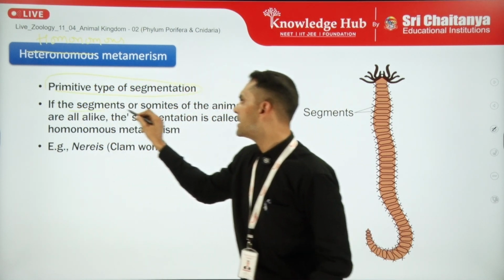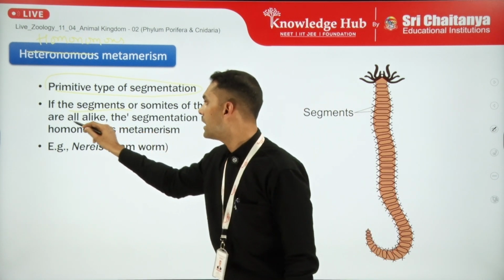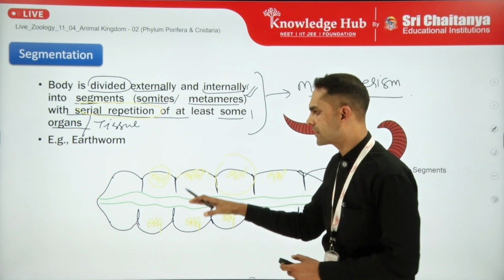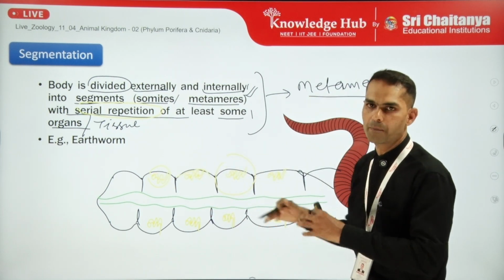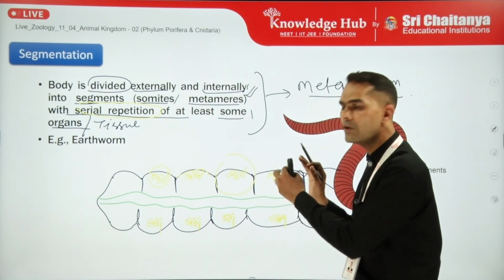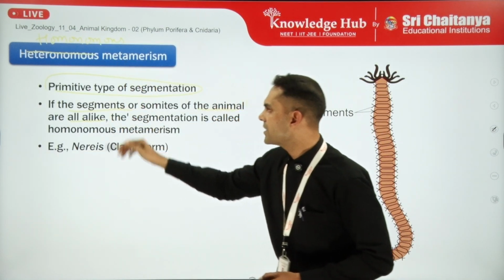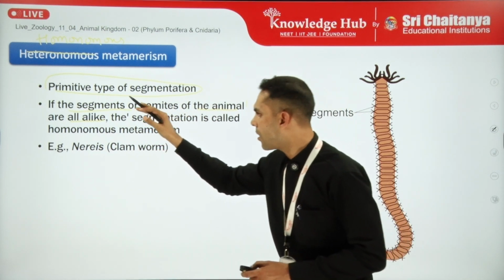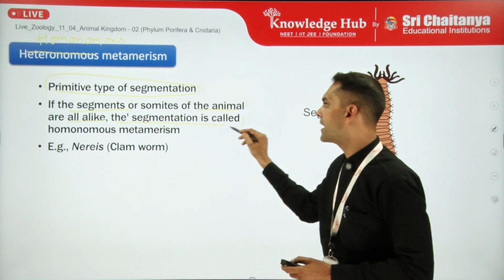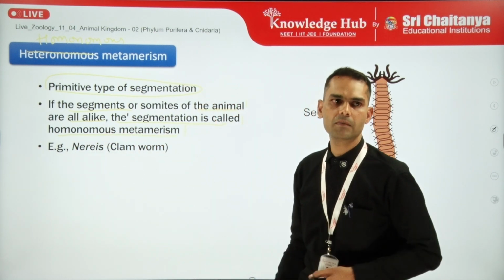So if the segmentation or somites or metamers of the animal are all alike, that means they are all the same. Like in this diagram, I have explained that all the segments appear morphologically and to some extent anatomically very similar to each other. So in this type of segmentation, the segments or somites are all alike and similar. The segmentation is called homonomous metamerism. For example, Nereis, earthworm, clamworm.